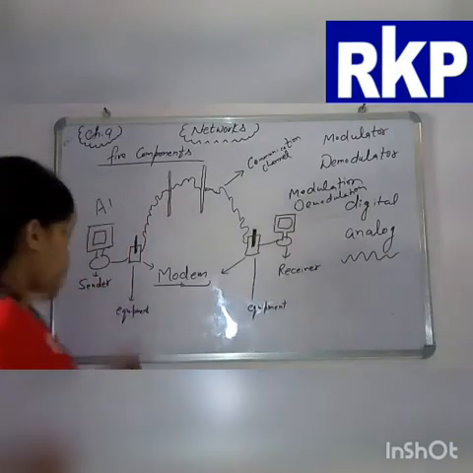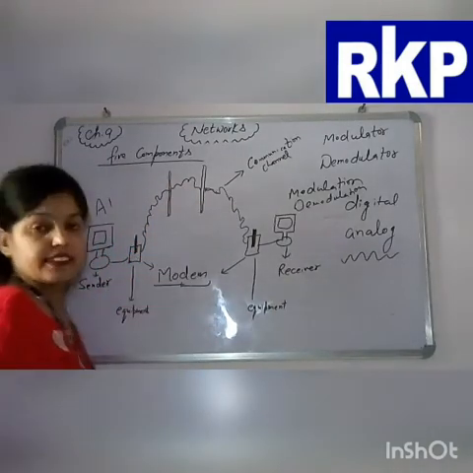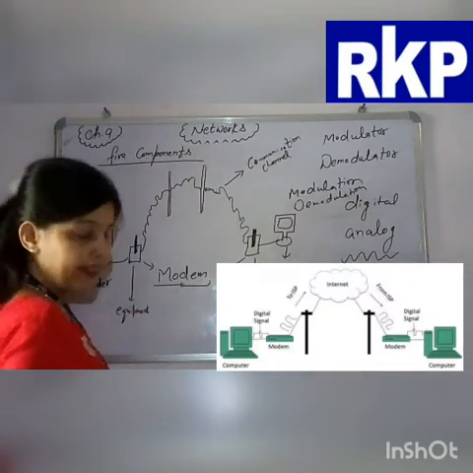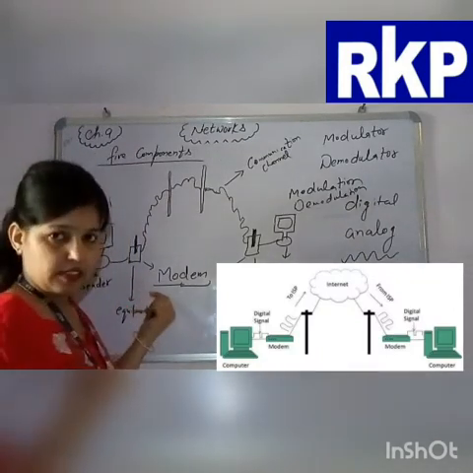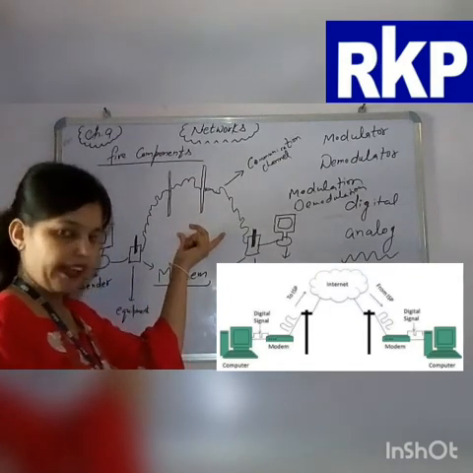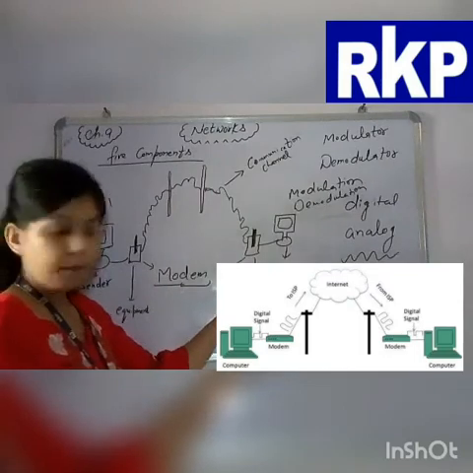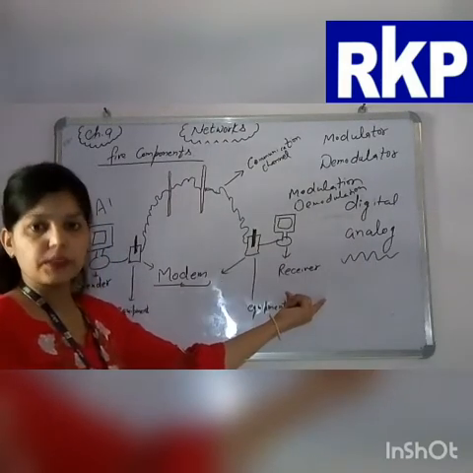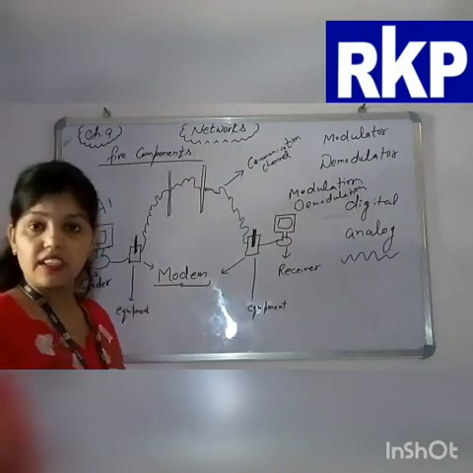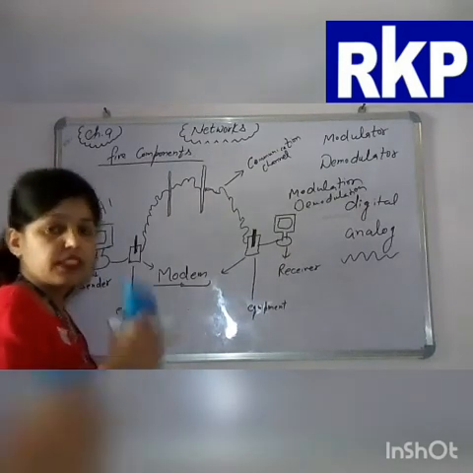Clear? So in 5 components network, we are using 5 components: sender, sender's equipment, communication channel, which can be wired or wireless, receiver equipment, and the receiver computer. So students, I hope the 5 components are clear now. 3 components and 5 components.